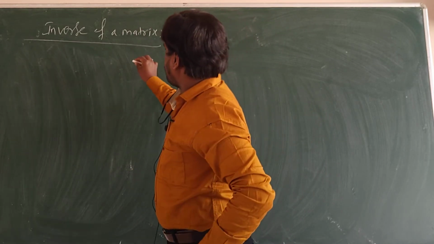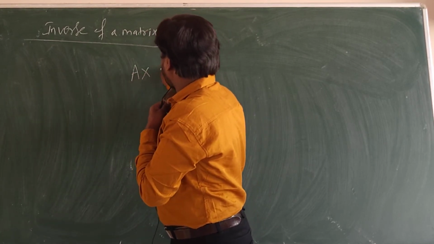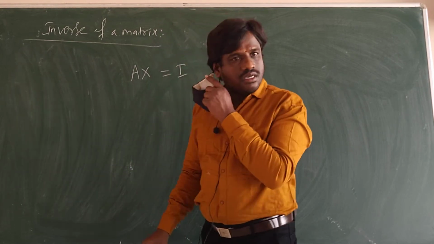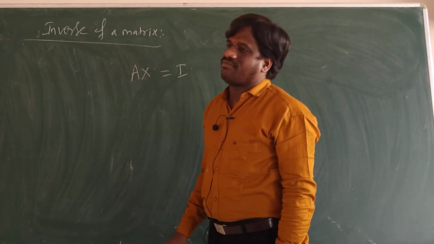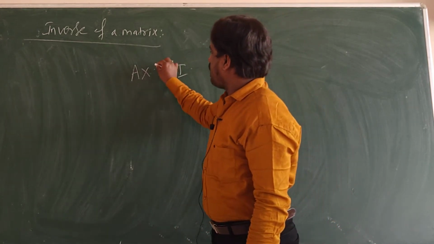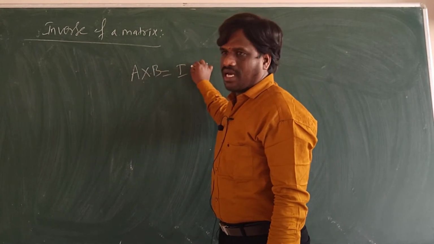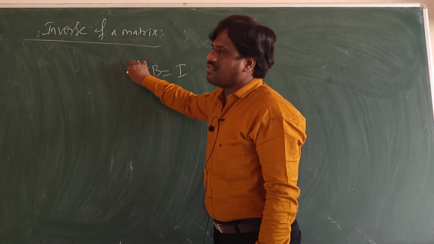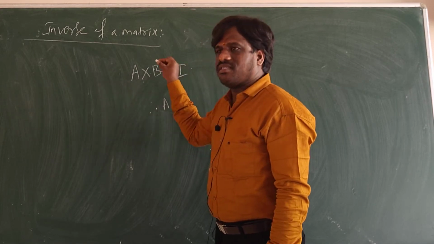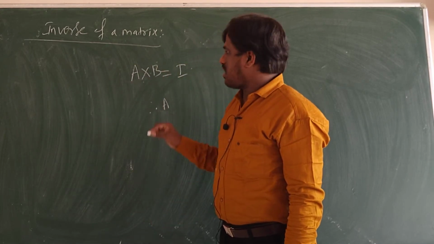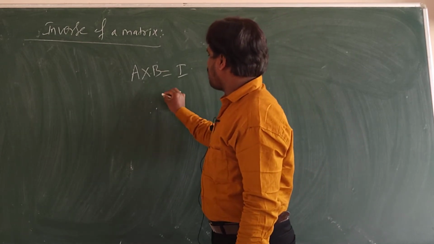So inverse of a matrix means a matrix A you have, that is multiplied with another matrix, you are going to get I. Which matrix if you multiply you get I, such a matrix is called the inverse of a matrix. So if A into B is equal to I, then we can say B is the inverse of A. Therefore we can say A inverse is B, B inverse is A. Right? So A into B equal to I, then B is the inverse of A, or A is the inverse of B.